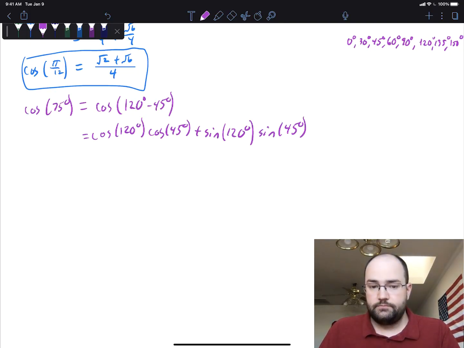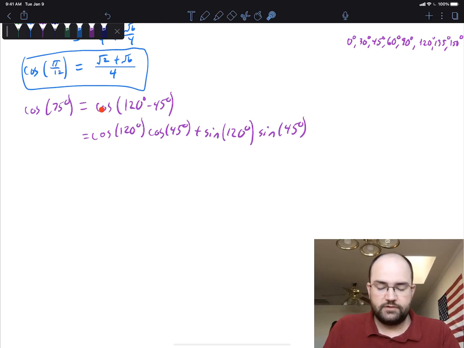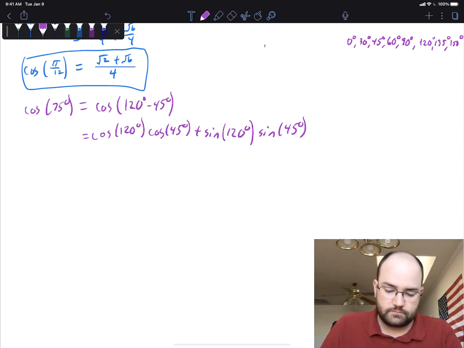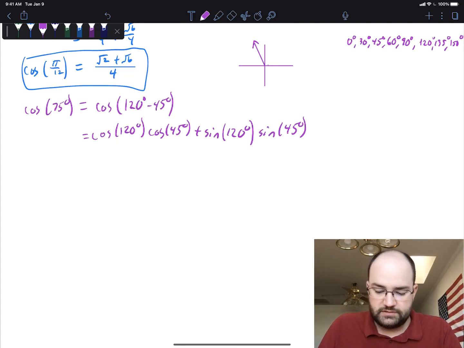Excellent. Now, actually, it really didn't matter because cosine is even. We need to figure out what is cosine of 120 and sine of 120. You can just look on the unit circle if you know it. If you don't, let's draw 120. 120 would look something like that right there. We're in the second quadrant, so if that's 120 degrees, that means that the reference angle there would be 60 degrees.